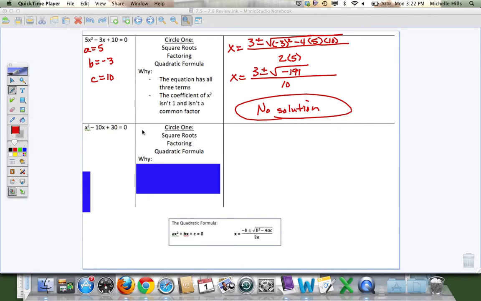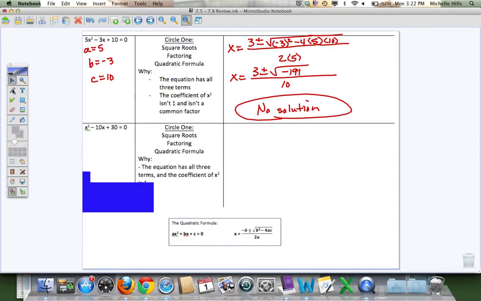This next one, I look and I see all three terms. The coefficient of x squared is positive 1, so I would solve, and the one above that I would use the quadratic formula. This one I would solve by factoring. The equation has all three terms, and the coefficient of x squared is 1.